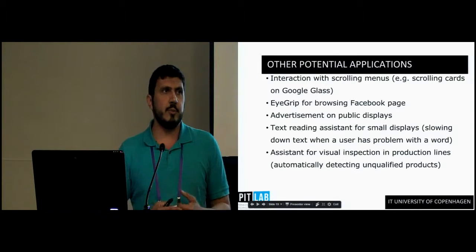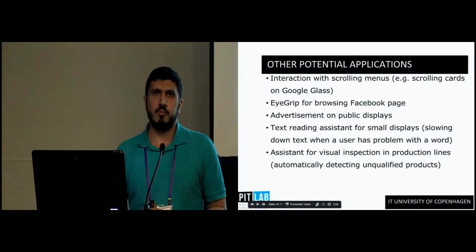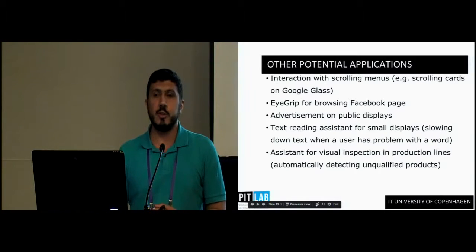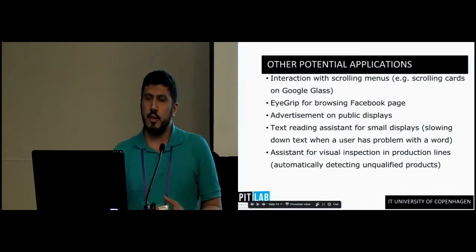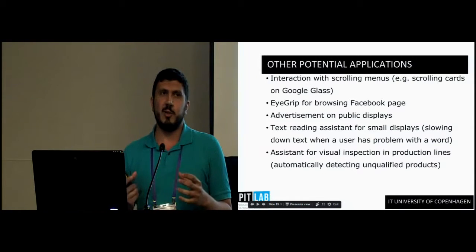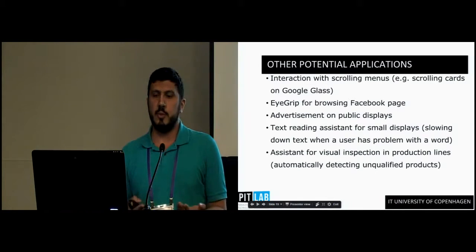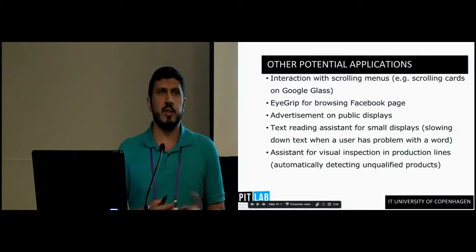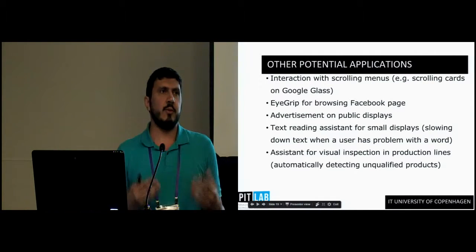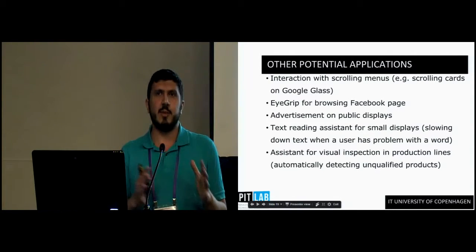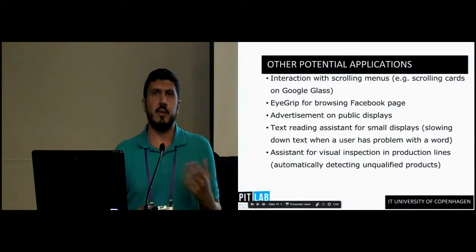Of course, there are several other potential applications for EyeGrip. For example, EyeGrip could be useful for scrolling through cards on Google Glass. It can be used to browse posts on Facebook or to detect objects of interest on a public display. Also, one interesting application is to show scrolling text on smaller displays. EyeGrip could be used to monitor if the user is really catching all the words, and based on that, determine if the text should be revealed at a slower speed. Also, it could be used for visual inspection jobs. For example, on a production line, if someone is looking at the products and detects something that doesn't look right, the system could detect that and warn the user.